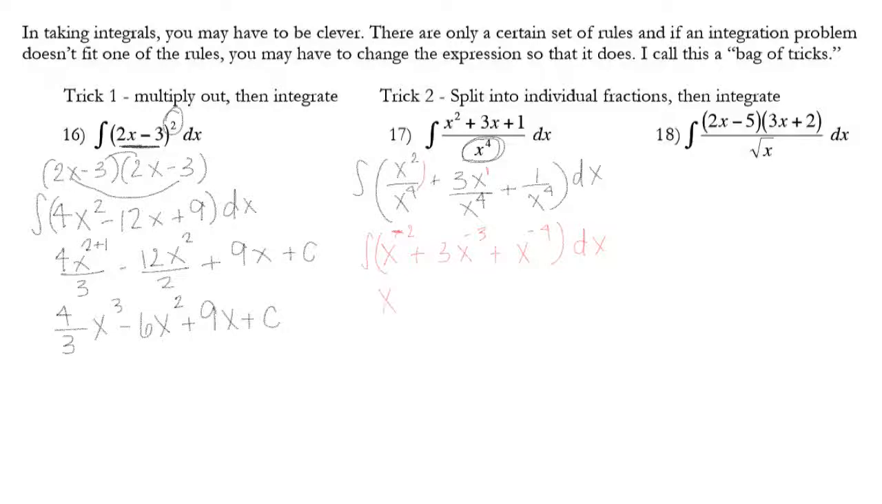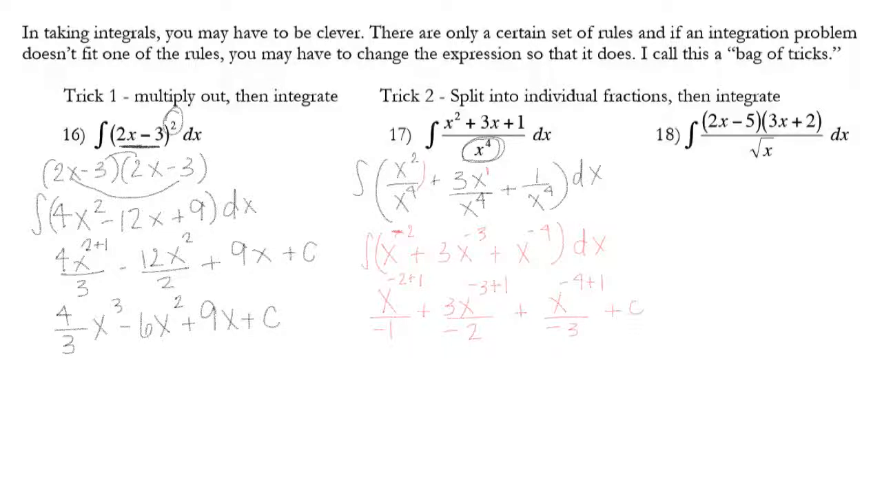So that's going to be x to the negative 2 plus 1 over, that's going to be negative 1, and then plus 3x to the negative 3 plus 1, which is negative 2, plus x to the negative 4 plus 1, which is going to be negative 3, and then plus c.